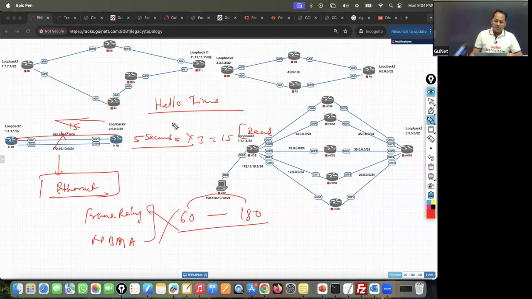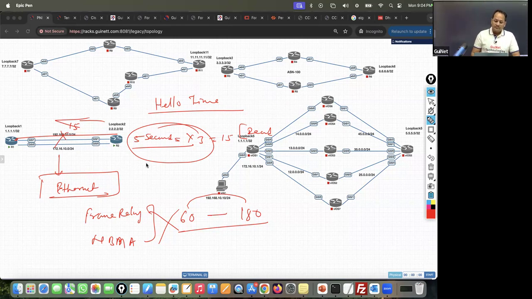It means I have to apply the neighbor conditions, because I want to build the neighborship. A neighborship is only going to be stable, up and working if they keep replying to the hello messages that are exchanged between the routers, right?